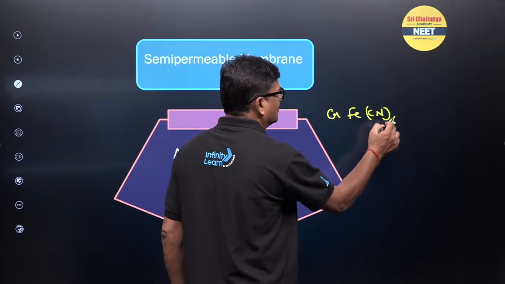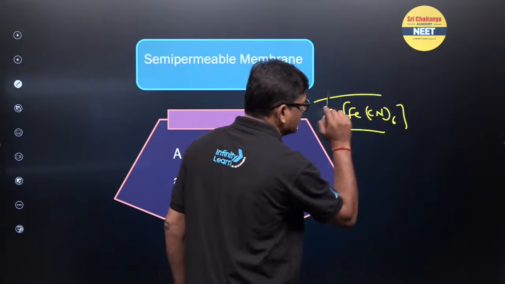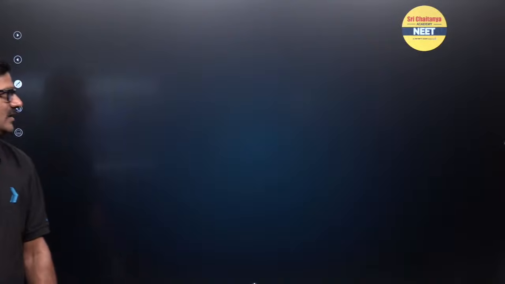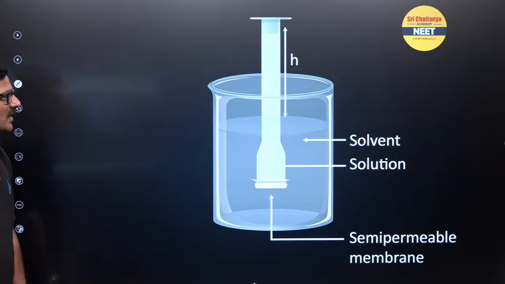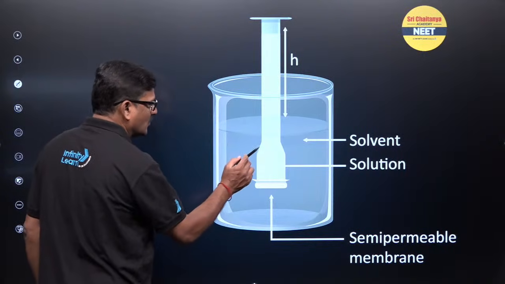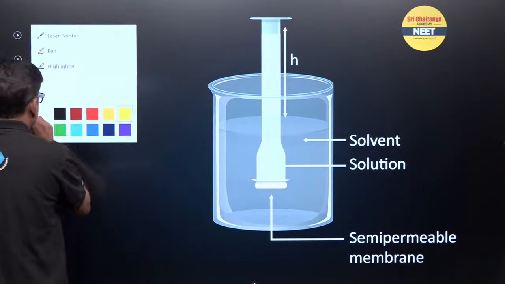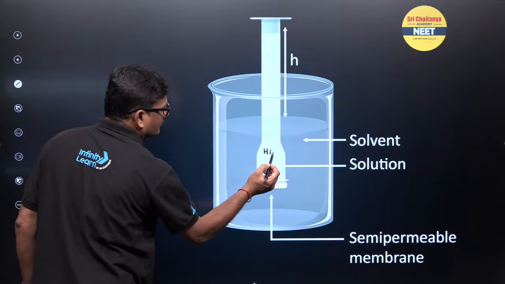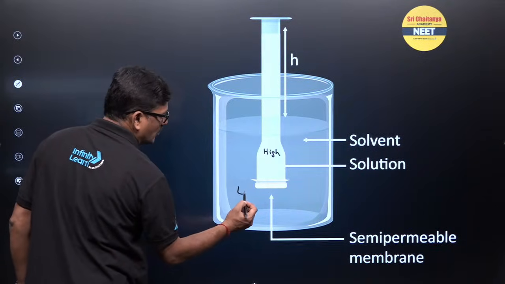CuFeCN6. This is an artificial semi-permeable membrane substance. Okay, now see here. When a semi-permeable membrane is there, on one side it is a low concentration and on the other side it is a high concentration.